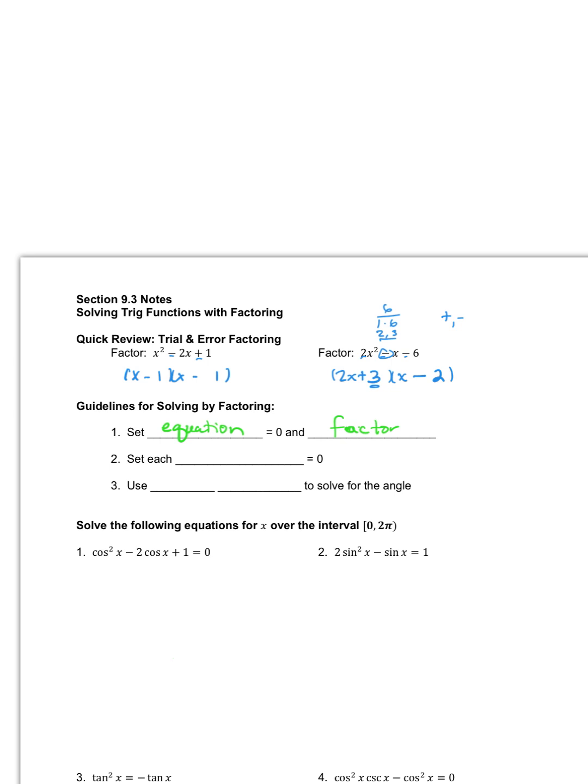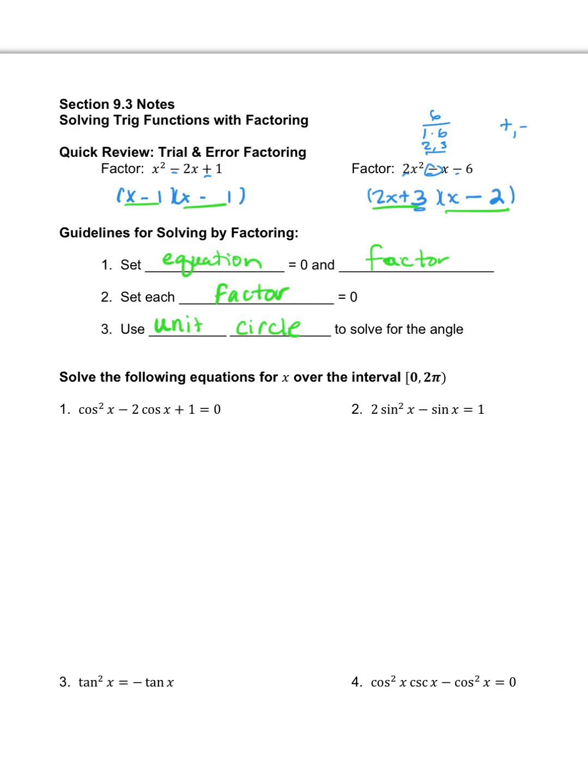The next one is set each factor equal to 0. So each of these are factors up here. This is a factor, this is a factor. And then use the unit circle to solve for the angle. Okay. Solve the following equations for x over the interval between 0 and 2 pi.